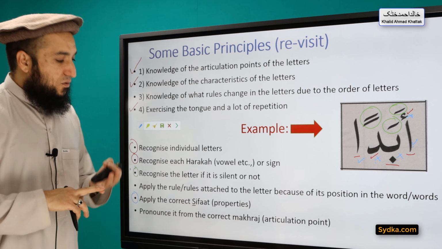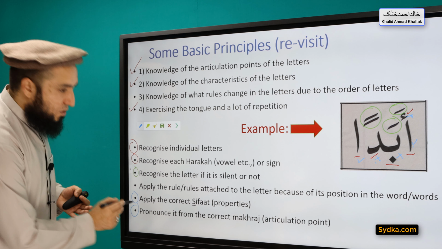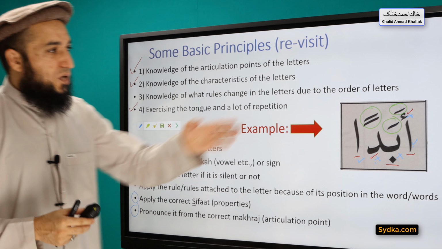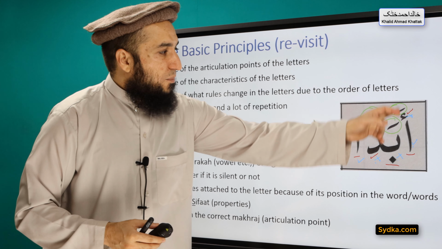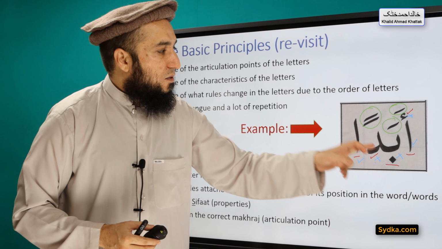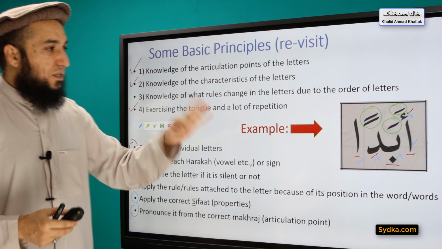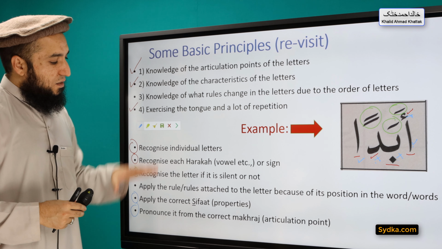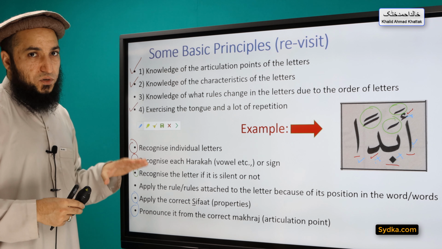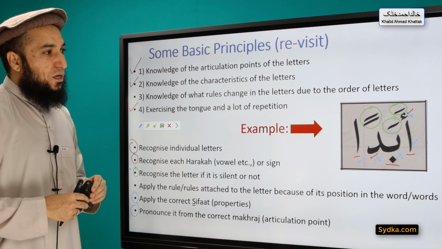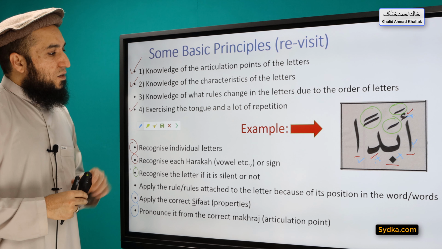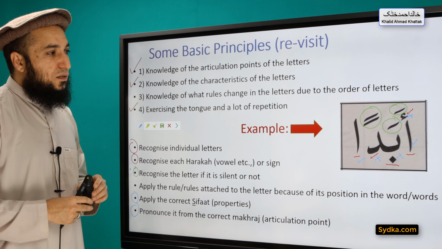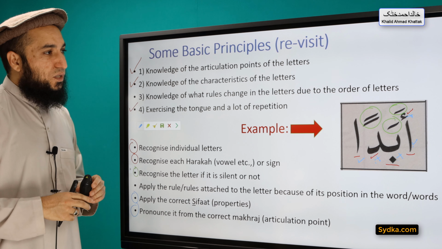The next one is pronouncing each letter from its correct makhraj, articulation point. And the other one we can add is we count how many syllables are there. For example, here is a, 1, ba, 2, den. So there are 3 syllables in this word. If we manage to implement these steps correctly, then our reading and recitation will be very easy. These are not fixed rules; you can add or subtract from it. These are just general guidelines for recitation or reading the Arabic.